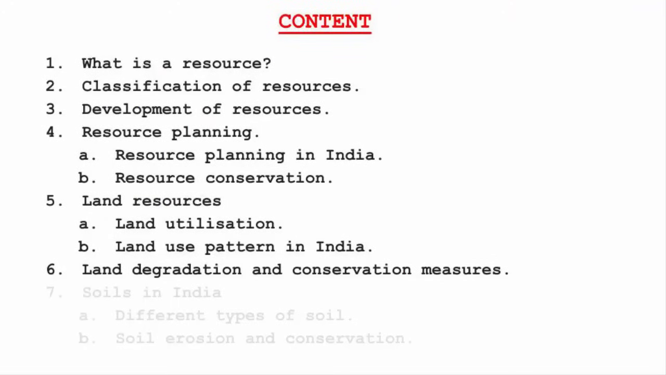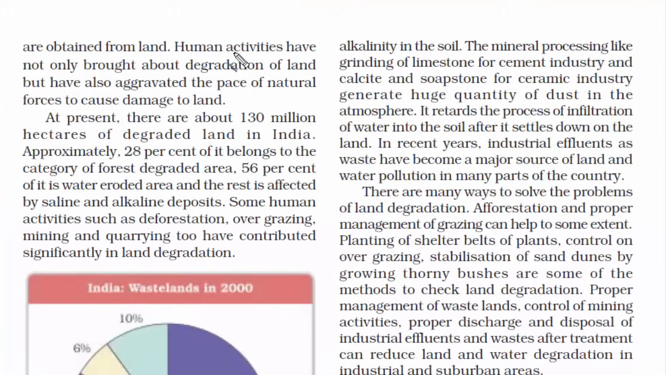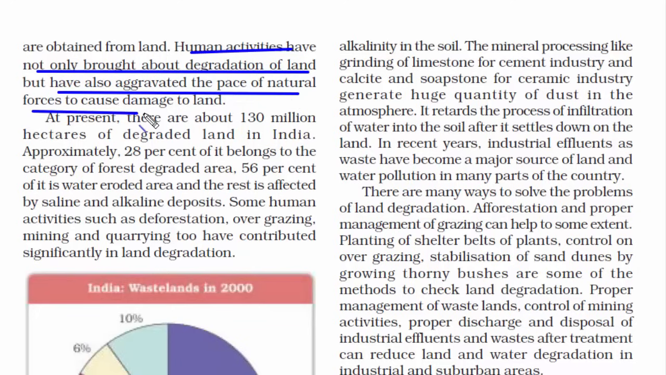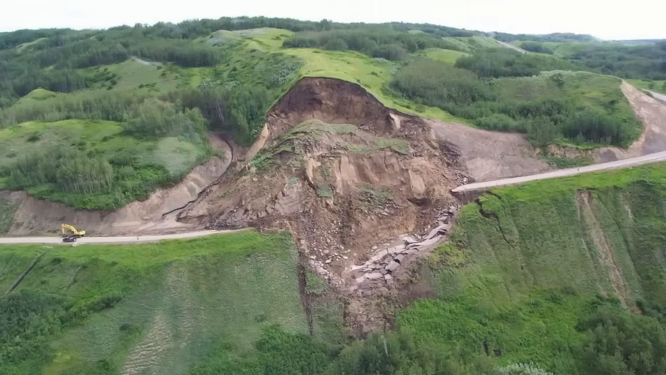The next topic is land degradation and conservation measures. This is a topic about how lands in India are getting degraded and what are the measures that we are taking to conserve it. You see how human activities have brought degradation of land. Some of the degradation is direct and some is indirect. For example, cutting the trees in a forest is a direct cause of degradation of land because it can cause landslides and other natural calamities.